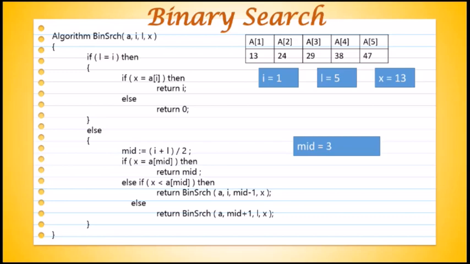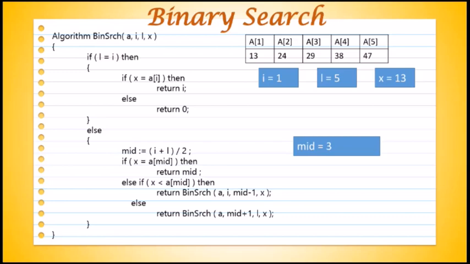Now we will check the middle value with the searching element. So 13 is equal to 29. No, this condition is false. Then we will check the else if statement. So x is less than a of mid. So what is the value of a of mid? 29. So x, that is 13, is less than 29. Yes, this condition is true. That means we will execute the else if block.